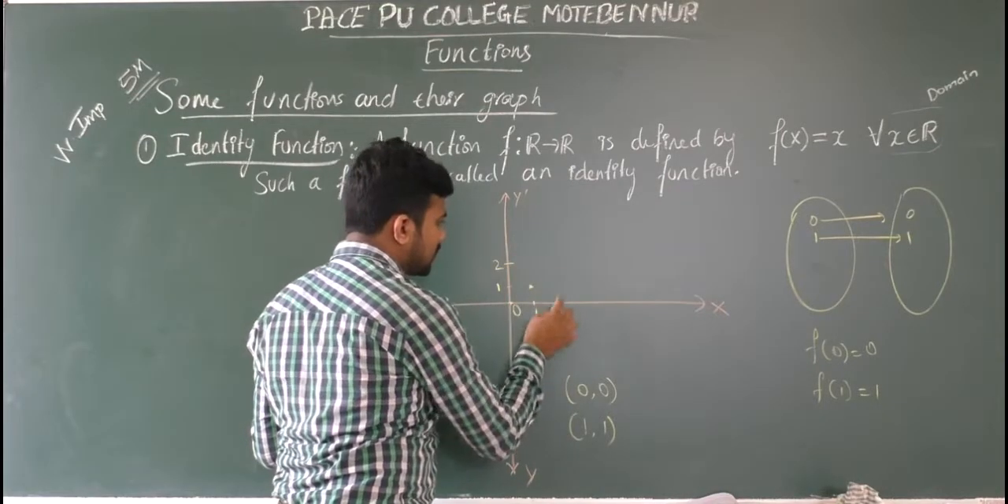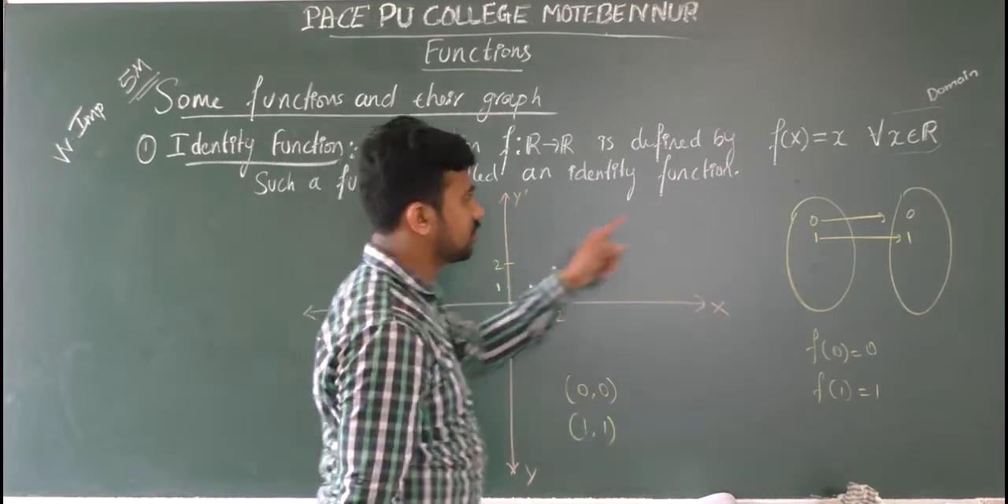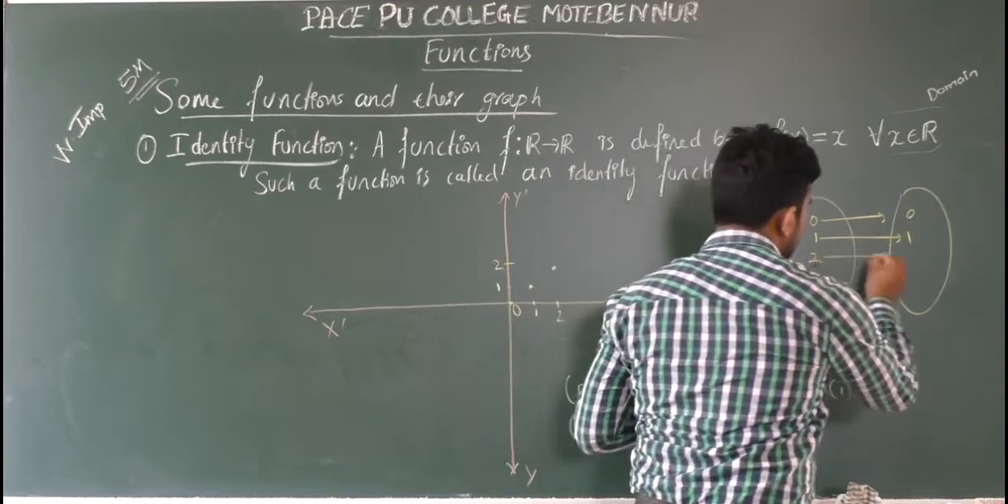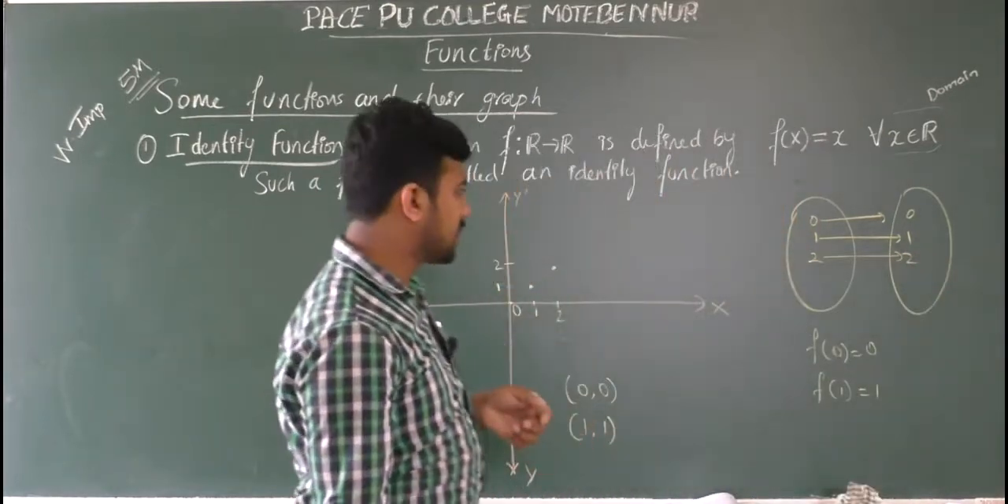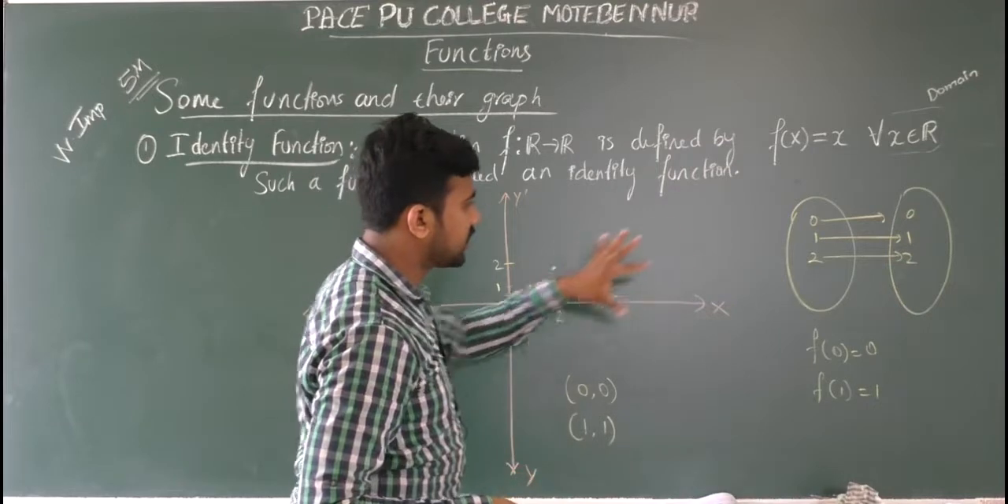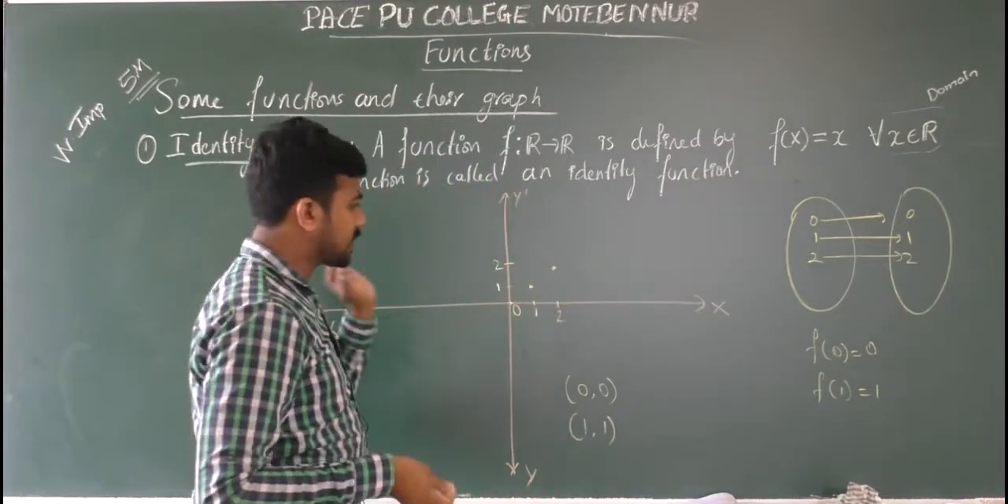Image of 2 is what? 2. Image of 2 is 2. f of 2 is 2. Image of 2 is 2. ಗೊತ್ತಾಗ್ತಿದೆ ಅಲ್ವಾ? ಸೊ ಇದು ನಿಮಗೆ ಇಂಪಾರ್ಟೆಂಟ್, ಇದೆಲ್ಲ ನೆಸಸರಿ ಇಲ್ಲ, ಜಸ್ಟ್ ಇದನ್ನು ಕರೆಕ್ಟಾಗಿ ನೋಡ್ಕೊಳ್ಳಿ.